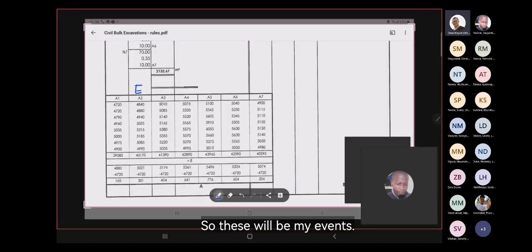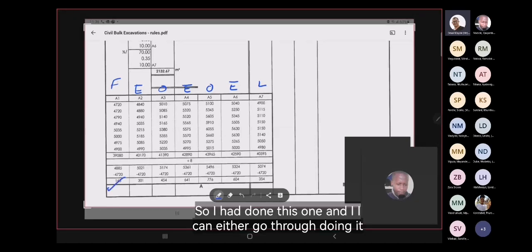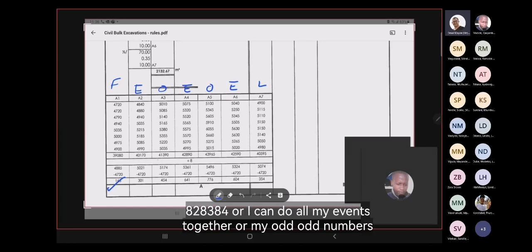So these will be my evens, and these would be my others. So that is my last, and that is my first. So I've not done this one. And I can either go through doing it A2, A3, A4, or I can do all my evens together, or all my odd numbers in my last one together.